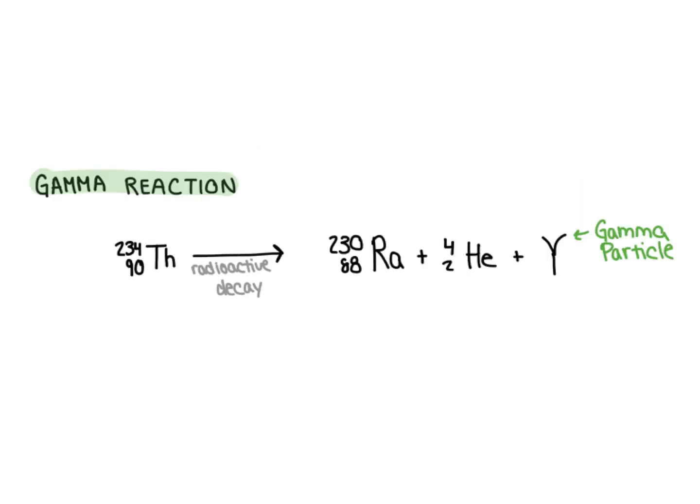And then our gamma reaction, we have 234 over 90 Th, and then after radioactive decay, it's 230 over 88 Ra, plus an alpha particle, which is 4 over 2 He, plus a gamma particle. The gamma particle doesn't have any effect on the numbers, but you just have to know that it's there.